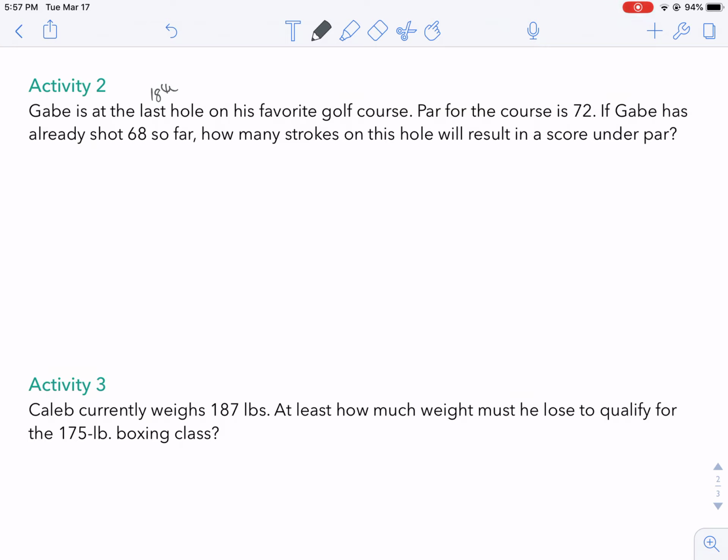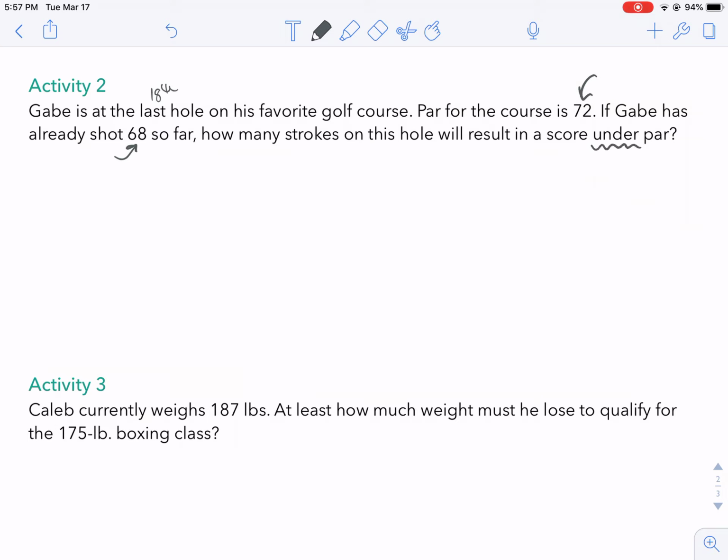If you want to know what his favorite golf course is, you're going to have to ask him yourself. But we do know that par for the course is 72. That's going to be important. Now, Gabe's already shot 68 so far. He's made 68 strokes on that course. So how many strokes on this hole will result in a score under par?